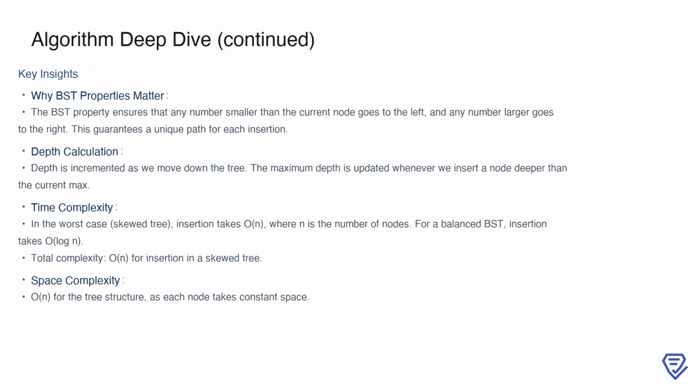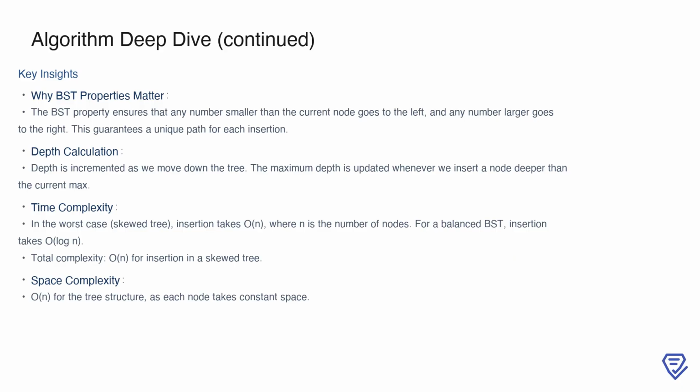The BST's properties are critical to the algorithm because they ensure that each value has a unique path for insertion. Smaller values always go to the left, and larger values go to the right, which dictates the structure of the tree. The depth of the tree increases as we move downward during the insertion process, and the maximum depth is updated whenever a node is placed deeper than the previous maximum.